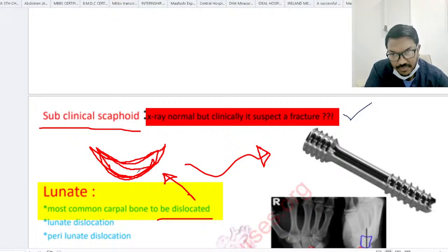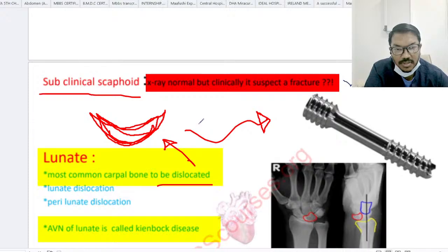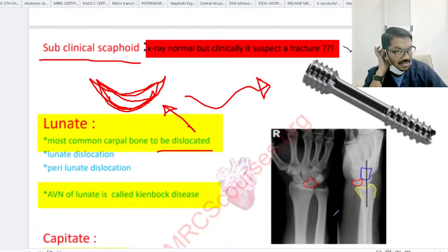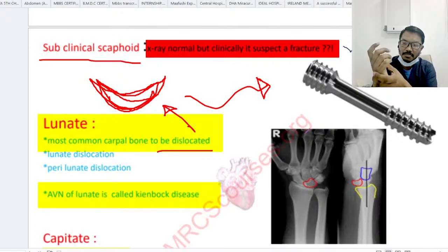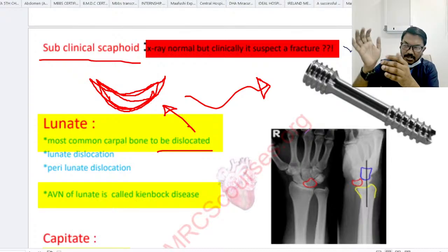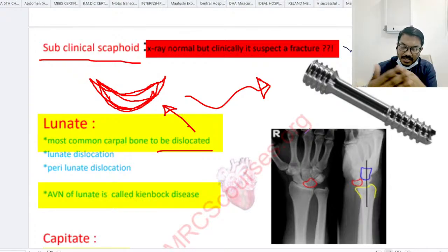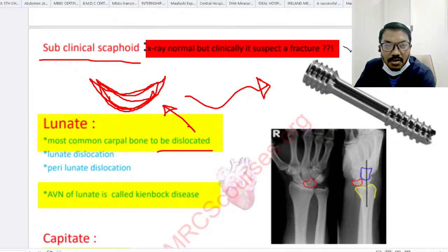Subclinical scaphoid: X-ray normal. This is also a diagnosis. X-ray showing no fracture, X-ray showing normal, but the patient has clinical pain. How? If we press over the base of the thumb here, the patient will have severe pain. Suppose the patient fell down and we have done X-ray. In the X-ray it is showing normal, but clinically when we are pressing, the patient is having severe pain. Then this is called subclinical scaphoid. It is normal but clinically suspected of fracture. In that case also we apply scaphoid cast.